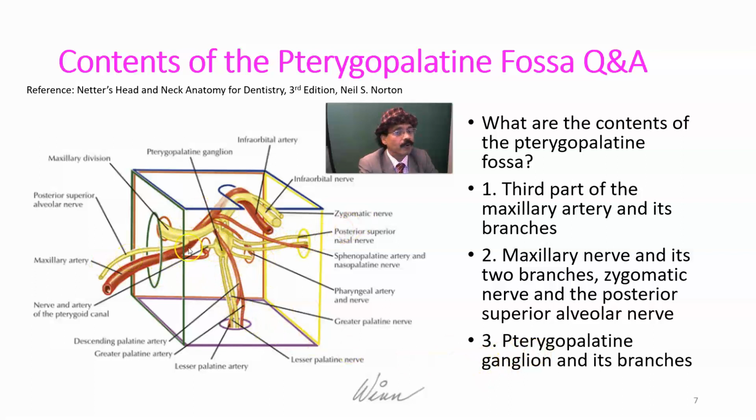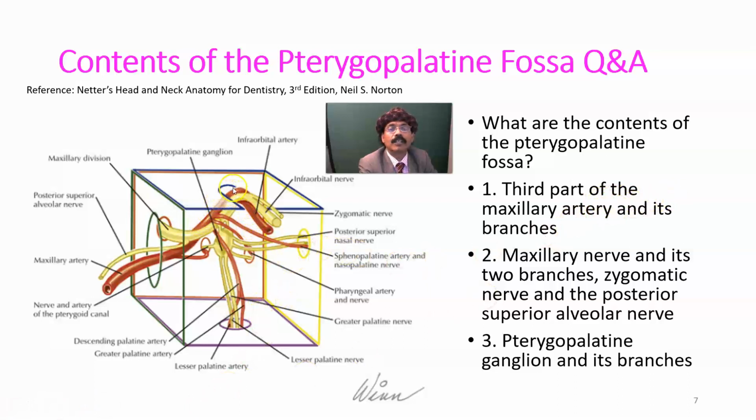We have some veins also formed here. Those veins come out through the pterygomaxillary fissure and communicate with the veins of the infratemporal fossa, the pterygoid plexus of veins. So we have the third part of the maxillary artery as a content, and its branches.